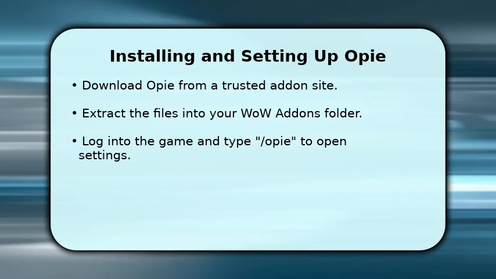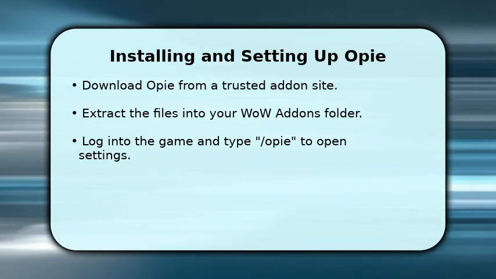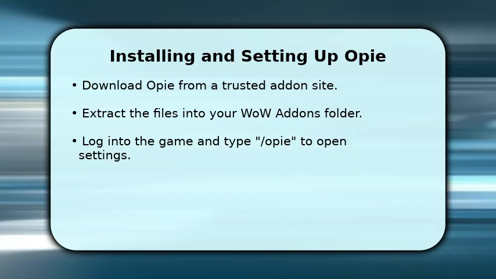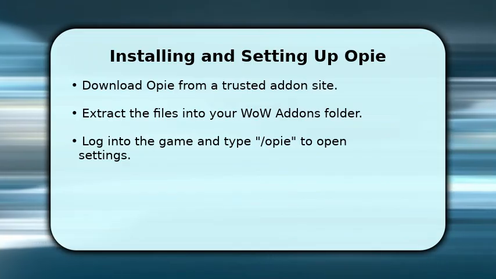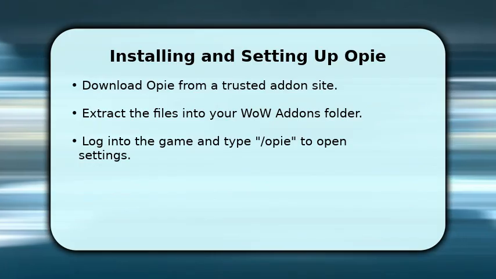Getting OPIE installed is straightforward. First, download the add-on from a reputable World of Warcraft add-on website. Once downloaded, extract the contents directly into your game's add-ons folder, typically found within your WoW installation directory. After that, simply launch World of Warcraft. Once in-game, type /OPIE into your chat window and press Enter to open the configuration panel and begin customizing your experience.